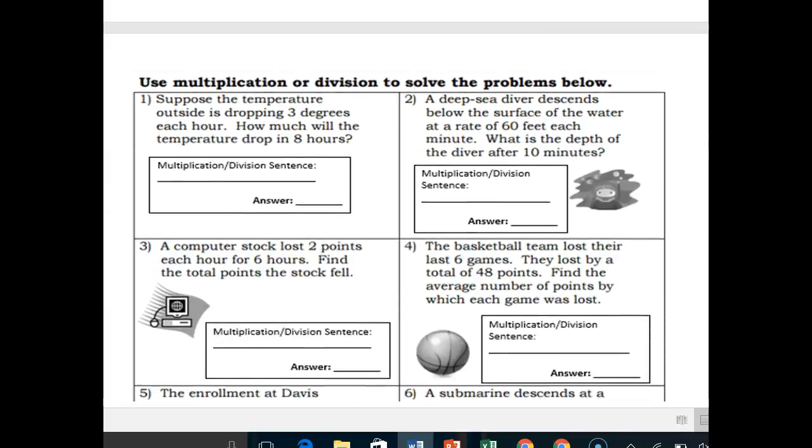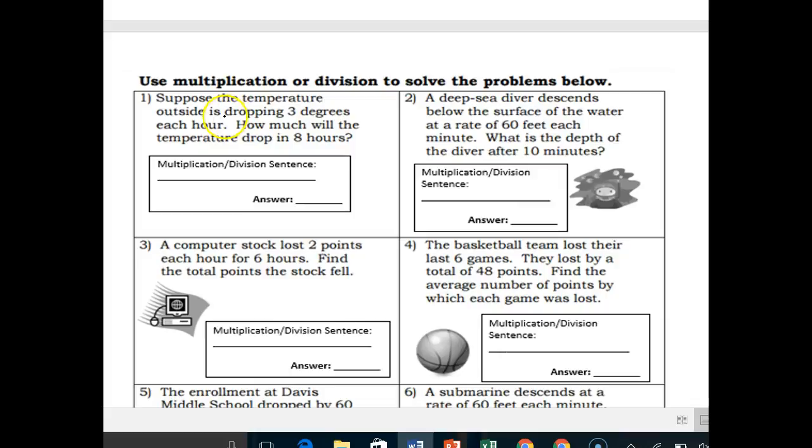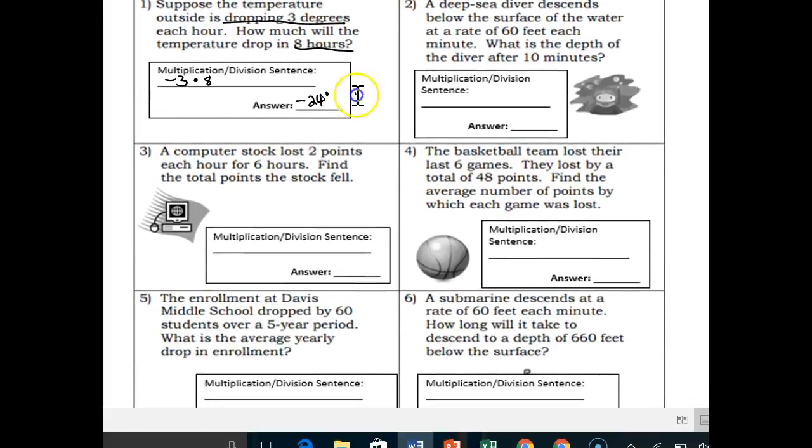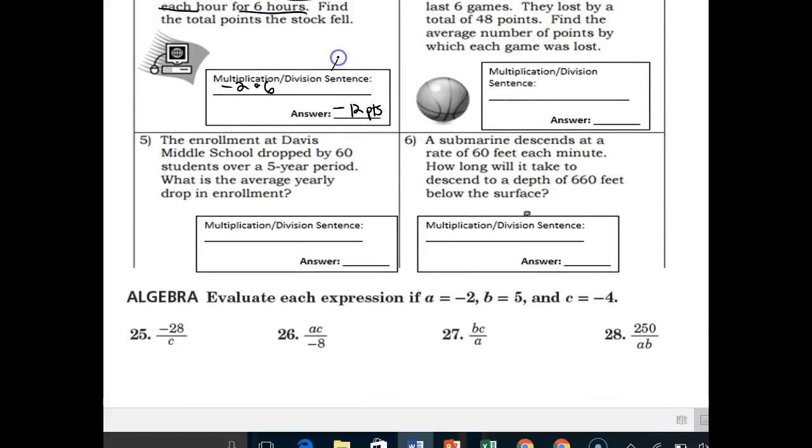Alright, and then on the back side, so suppose the temperature is dropping 3 degrees at each hour. That's negative 3. How many in 8 hours? Negative 3 times 8. The answer, you'll have a drop of negative 24 degrees. Number 3, a computer stock lost 2 points each hour for 6 hours. So that's negative 2 times 6. How many points did it lose overall? Negative 12 points. And number 5, the enrollment at Davis Middle School dropped by 60 students over a 5-year period. What is the average yearly drop?